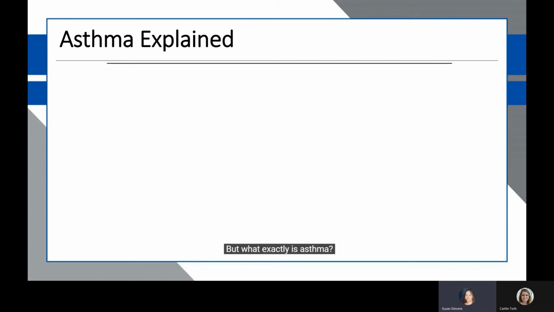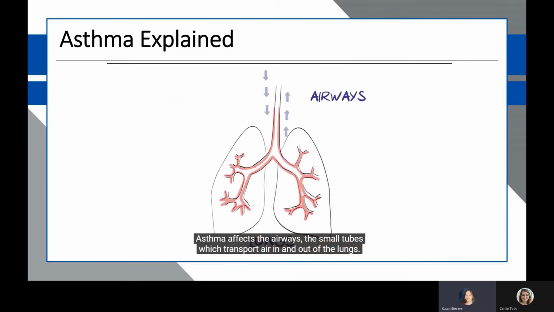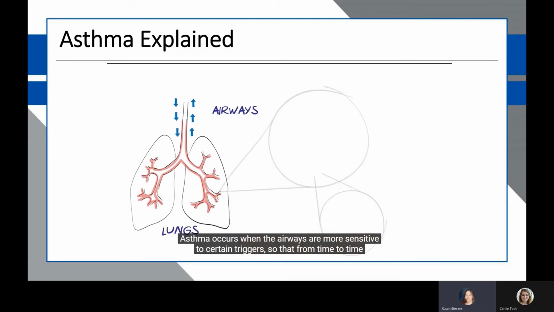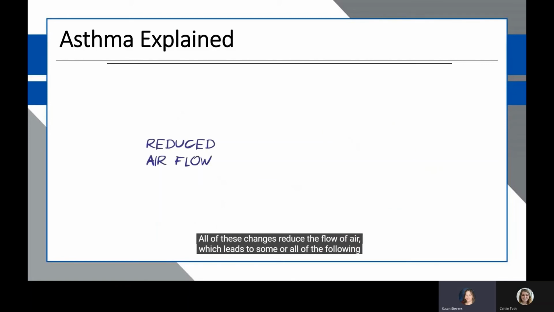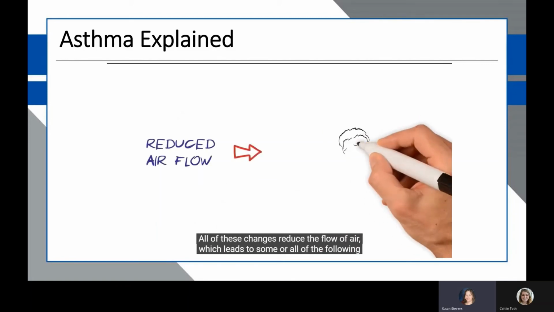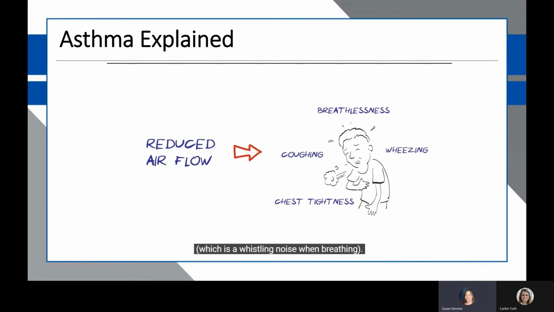But what exactly is asthma? Asthma affects the airways, the small tubes which transport air in and out of the lungs. Asthma occurs when the airways are more sensitive to certain triggers, so that from time to time they become narrow, inflamed and swollen, and more sticky mucus is produced. All of these changes reduce the flow of air, which leads to some or all of the following symptoms: coughing, breathlessness, tightness across the chest, and wheezing, which is a whistling noise when breathing.